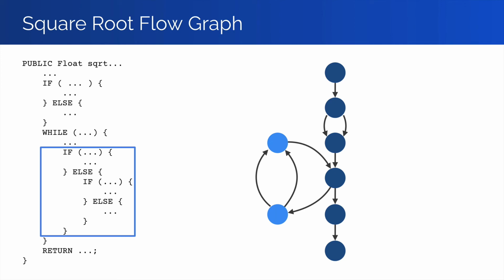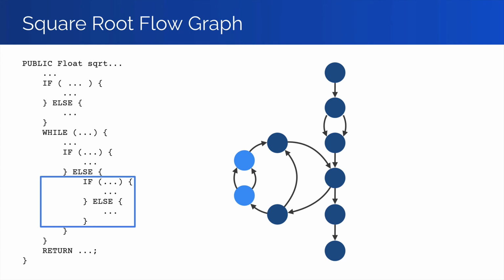When we add the next if statement, we simply pick one of the edges of the if statement we just added to represent the else edge and add the if statement to that. So that represents the inner if statement. Now we have a completed flow graph for the square root function. And now we can calculate the cyclomatic complexity of the method.